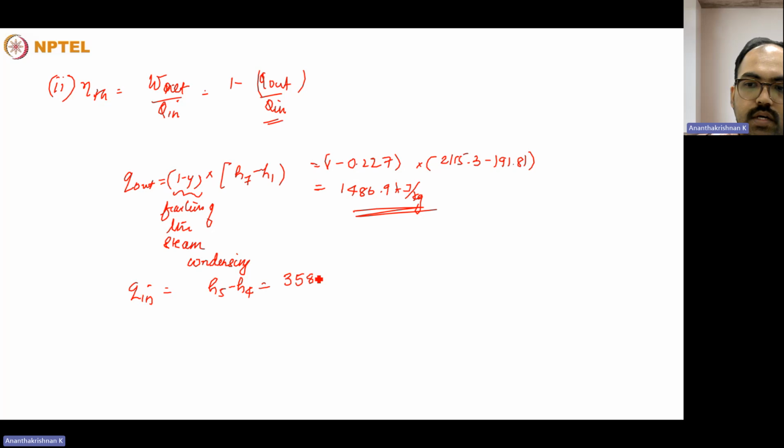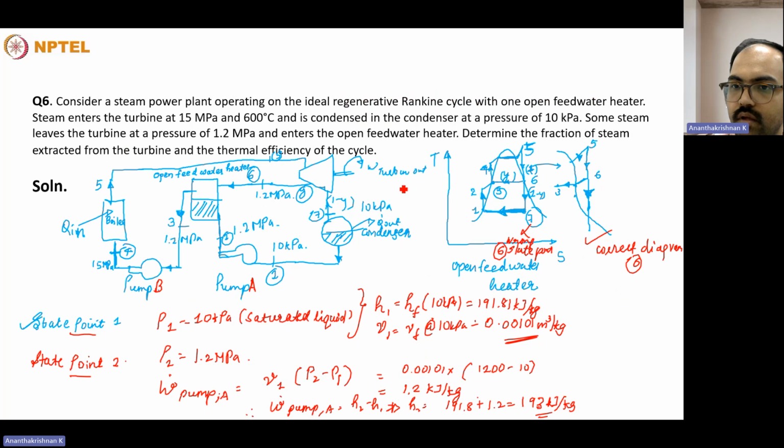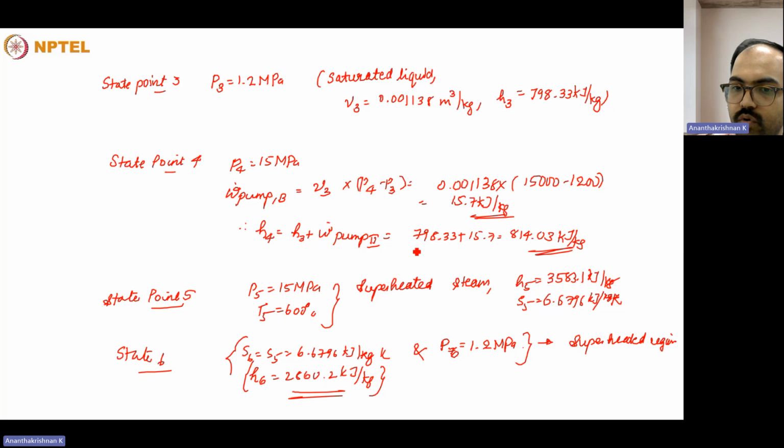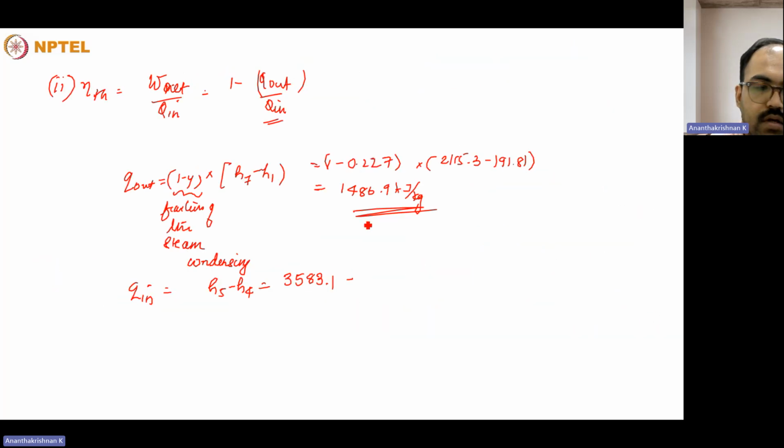That will be equal to 3583.1. So H5 will be the heat input. That will be the steam output. The steam input to the turbine condition H5 minus steam input to the boiler, that is H4. So H5 will be 3583.1 and H4 will be 814.03. It will be 2791 kilojoule per kilogram.